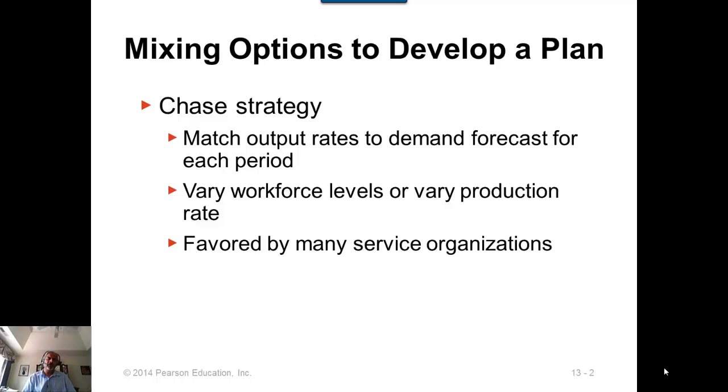The first approach we're going to look at is called chase strategy. Chase strategy is so named because we are trying to chase the demand with the production. In other words, your production is going to be equal to the demand. So match output rates to the demand forecast. When you do that, you're going to hire and fire workers, varying the workforce level to match the production rate. So this is a good option for service organizations. Oftentimes you would find manufacturing companies may not follow this strategy that much. So chase strategy is a good strategy to develop an aggregate plan in a service environment.